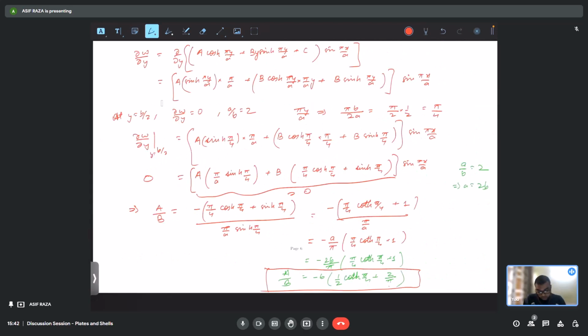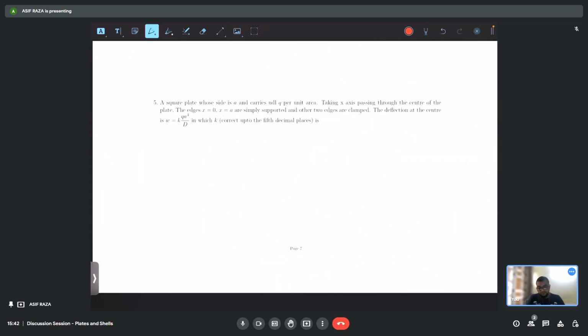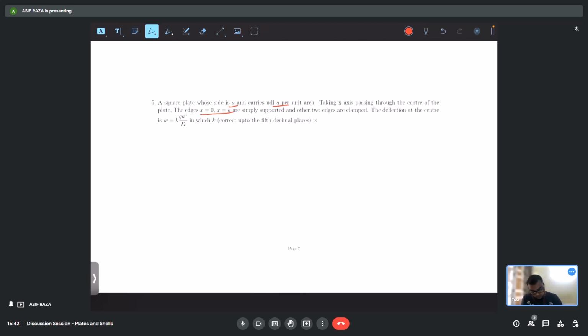Now let's move on to the fifth question. There is a square plate whose side is a, carries a uniform load q per unit area, taking x-axis passing through the center of the plate, edges x equal to 0 and x equal to a are simply supported, and the other two edges are clamped. The deflection at the center is this.